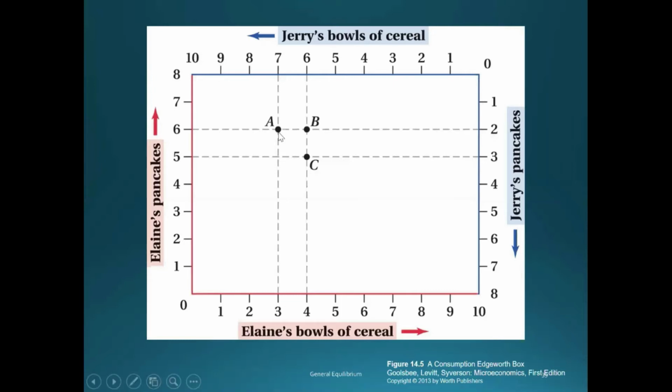If we move from allocation A to allocation B, you can see that the number of pancakes each of them has remains the same. But as we move from A to B, Jerry is getting 1 less bowl of cereal, and Elaine is getting 1 more bowl of cereal. Okay, so the key point here is that a given point on this graph represents the allocation of both goods to both individuals.